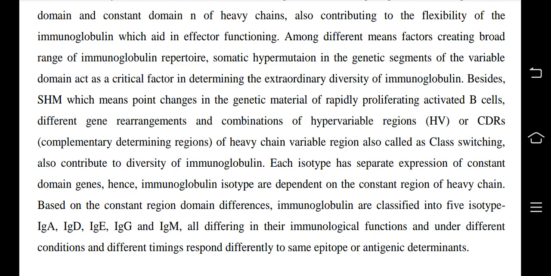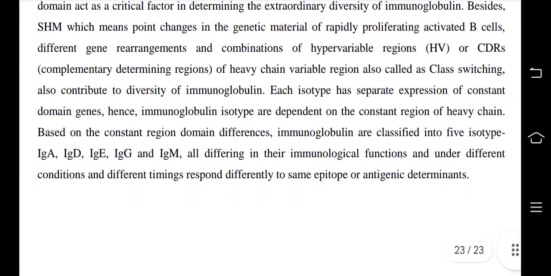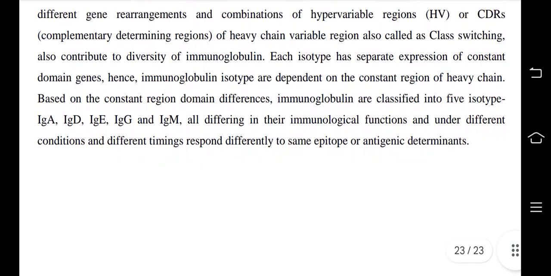Each isotype has separate expression of constant domain genes, hence immunoglobulin isotypes are dependent on the constant region of the heavy chain. Based on the constant region domain differences, immunoglobulins are classified into 5 isotypes: IgA, IgD, IgE, IgG and IgM, all differing in their immunological functions and, under different conditions and different timing, responding differently to some epitopes or antigenic determinants.